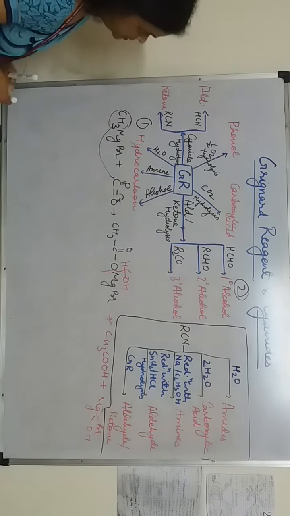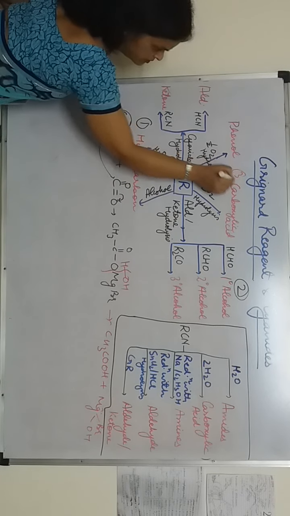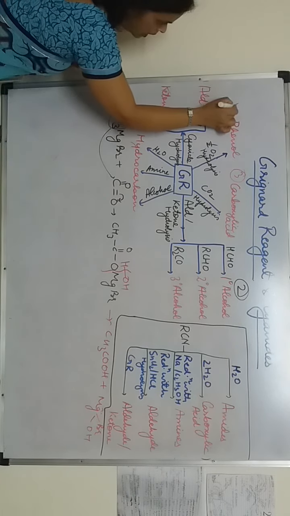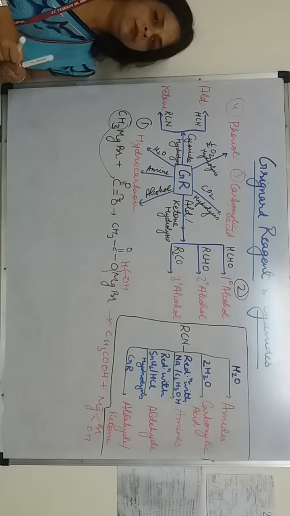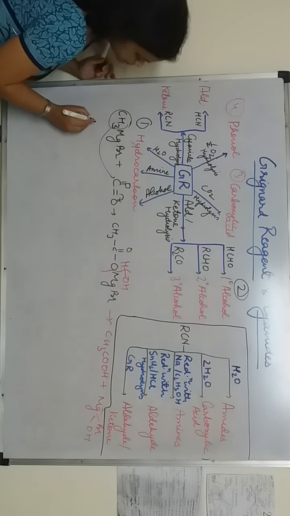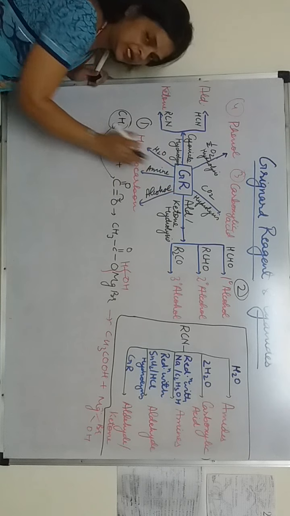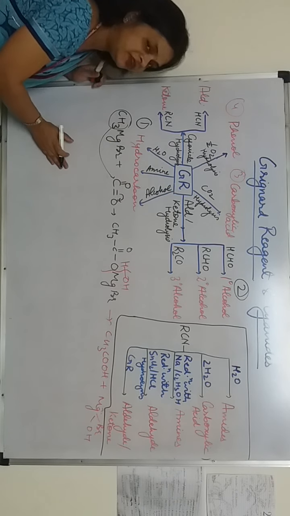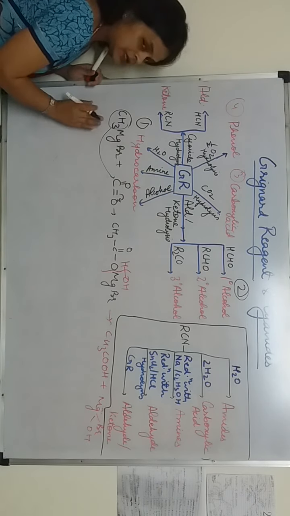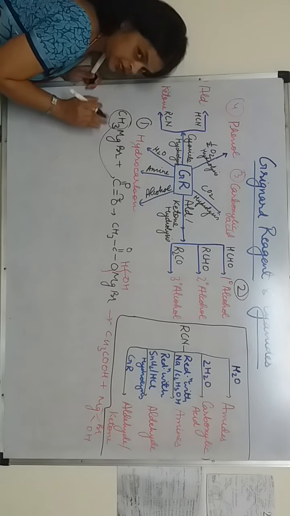Okay, now this is the third type of conversion, phenol. How can Grignard reagent be used to form phenol? In the case of phenol, when we are taking the Grignard reagent, students, it should be phenyl magnesium bromide. The alkyl part should be phenyl, that is, the aryl part.